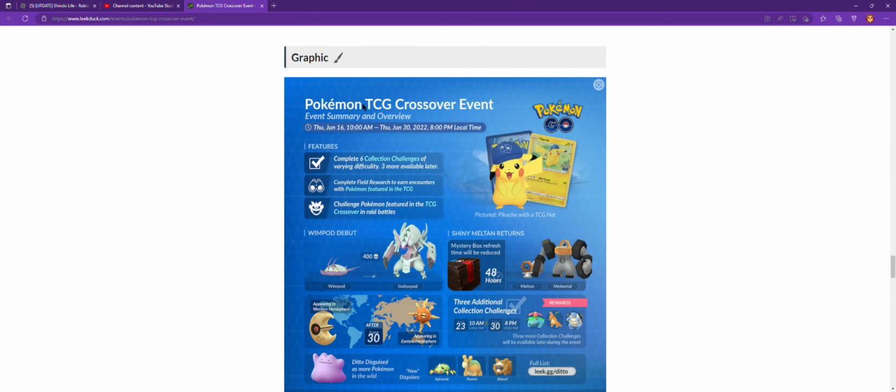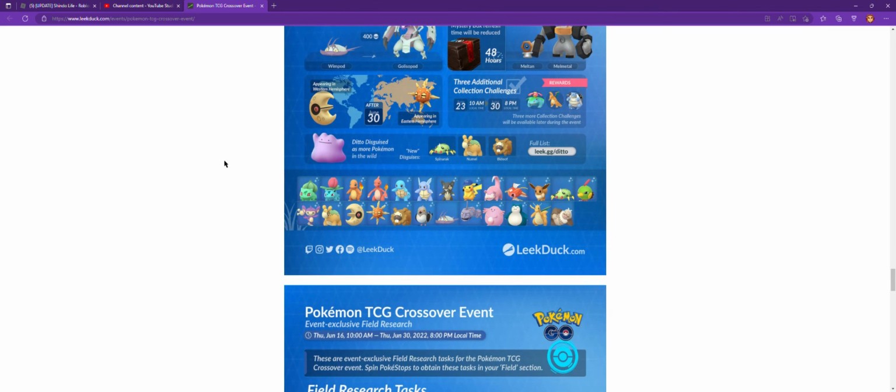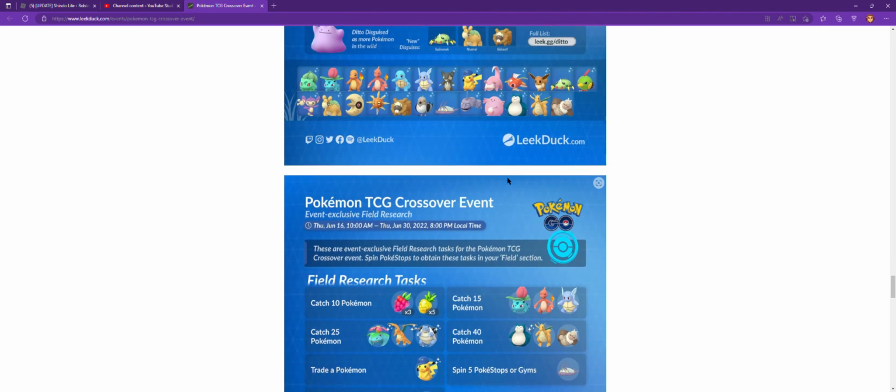But TCG stands for Trading Collection Challenge. No. Trading Card Game. I believe that's what TCG stands for. It's basically just Pokemon cards, which I used to have, like, all of them and collect them. Now I gave them away for some reason. Look at all of this. That is sick.